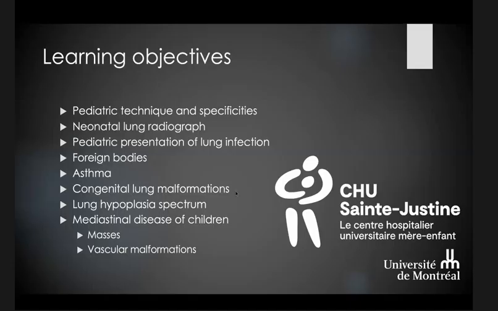I have a big agenda. Maybe we have to split it in two, so we'll see at the end of the talk what we will have the time to do. We will talk about pediatric technique and specificities, the neonatal lung, because it's a chapter by itself, lung infection, because it's a big chapter in children, and foreign bodies that you never want to miss. Asthma, then a big part on congenital lung malformation and the hypoplasia spectrum, and after we'll pass sometimes to masses and vascular malformation.